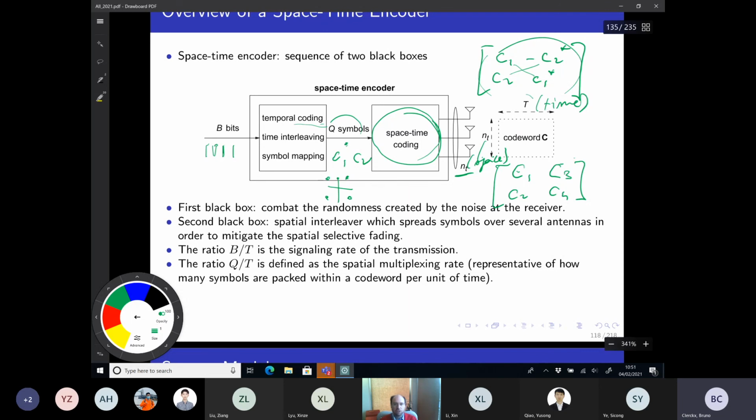Instead of time, you could have frequency as well. So you could do space-frequency coding. So at a given time instant, you map over different frequency components. And then you could do space-time-frequency coding where you map over 3 dimensions, right?